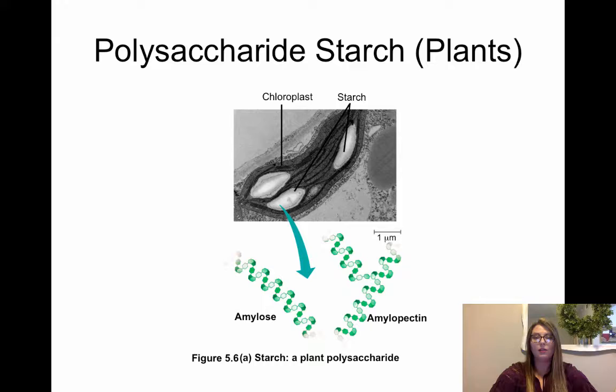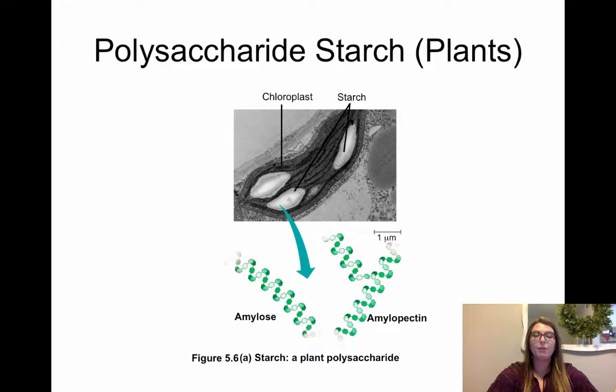So polysaccharide starch, again, we don't make this as humans or animals. These are only made by plants, and the plants make this in the chloroplast, which is where photosynthesis occurs. I'm sure you guys have heard of that before. If not, we're going to talk about it more later on. But through the process of photosynthesis, the plants make starch, which is just their storage form of sugar, which then we eat.